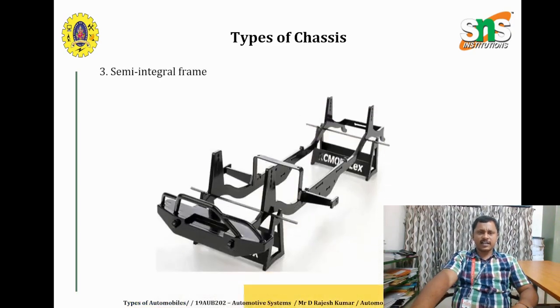The next is the semi-integral frame. This is like a ladder chassis. It is a semi-integrated frame, and it looks similar to the ladder frame, the first type.